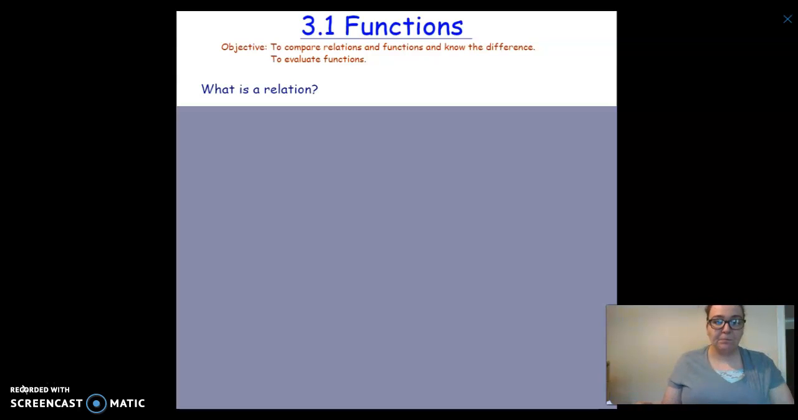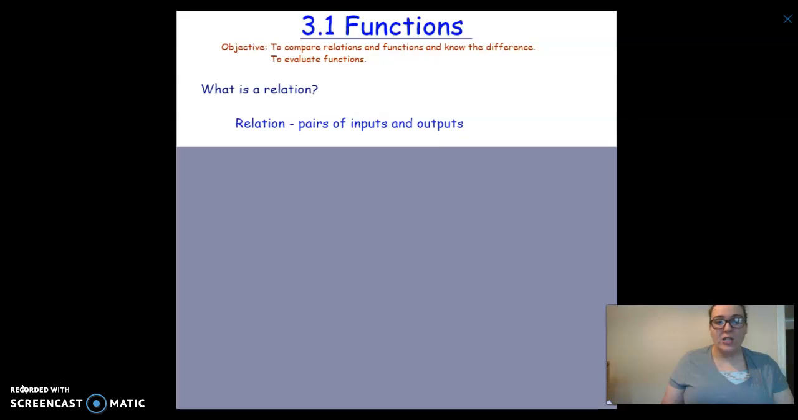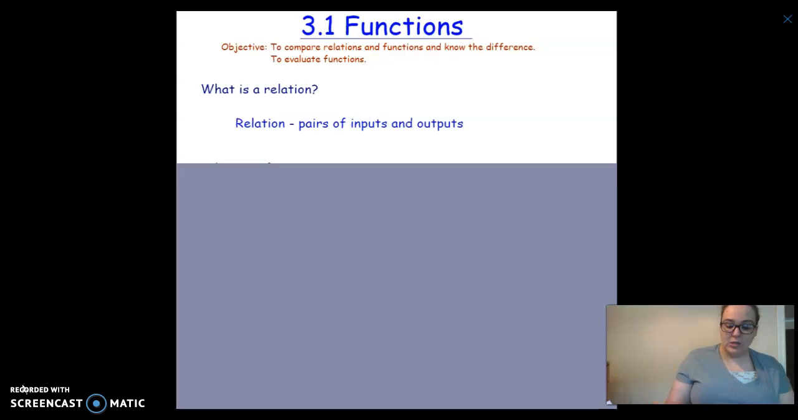This first page, you're going to have to do a lot of pausing and playing because there's a lot of vocab here. It says, what is a relation? A relation is pairs of inputs and outputs. Another way to say inputs is x's, and another way to say outputs is y's. So pairs of x's and y's.